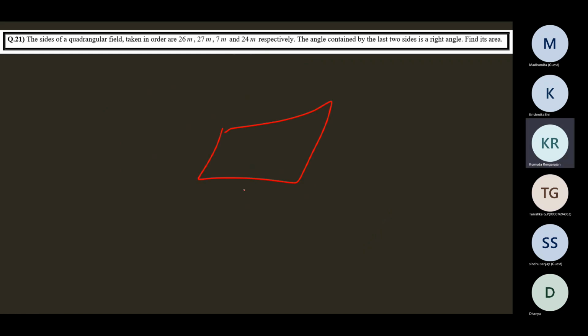So if you mark 26 here and you mark 27 here, 7 goes here only and then 24 here. So 26, 27, 7, 24 in the anti-clockwise direction. So be very careful with that. I have always told you, first you just draw a quadrilateral that looks like a square or rectangle. Simply draw this and first write on the information. So 26, 27, 7 and 24.